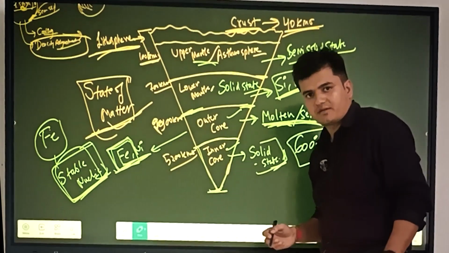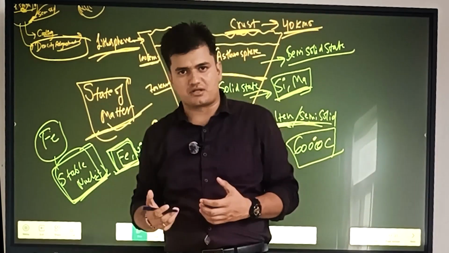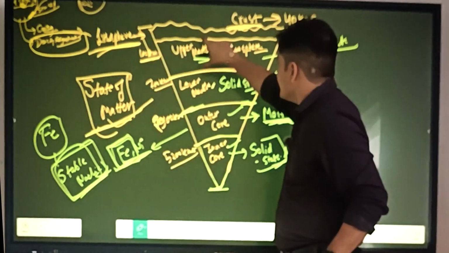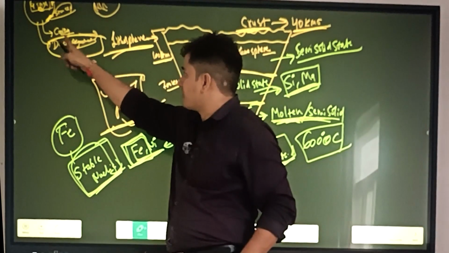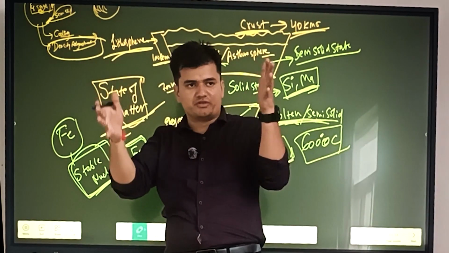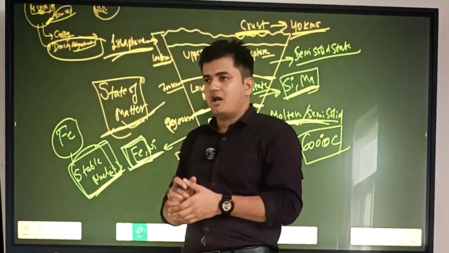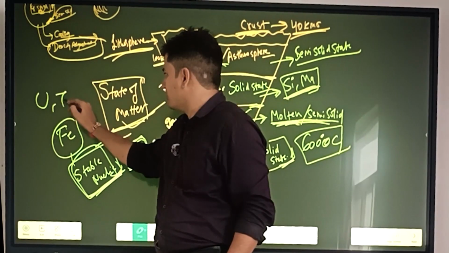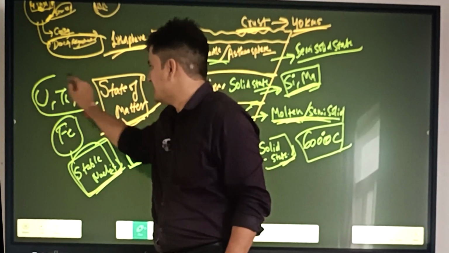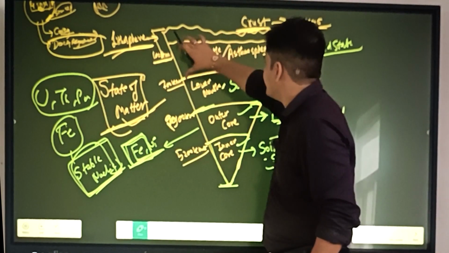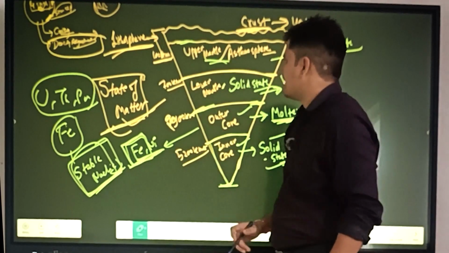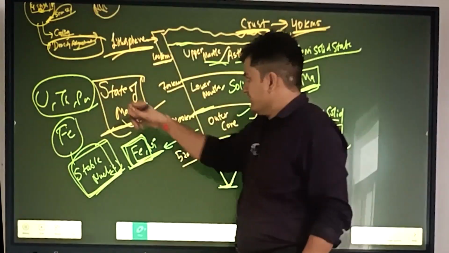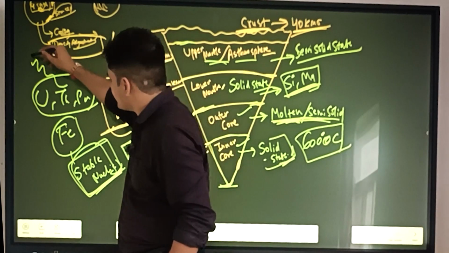Why semi-solid state? Because it has high temperature. This is the layer where the density adjustment process was happening over these 4.5 billion years. Many radioactive elements like uranium, thorium, plutonium get consolidated inside the upper mantle part, also called the asthenosphere. These elements radiate energy.